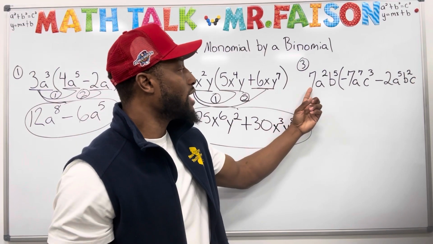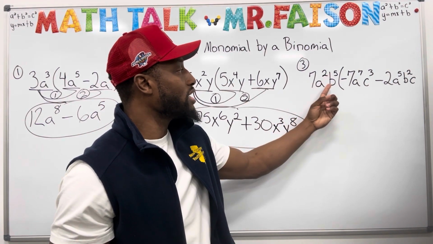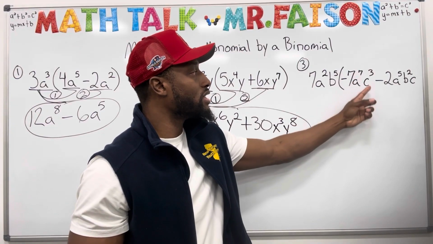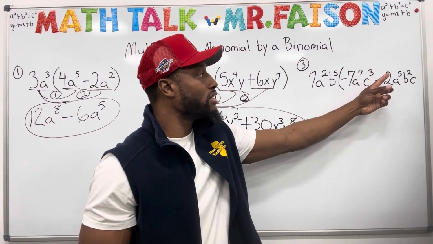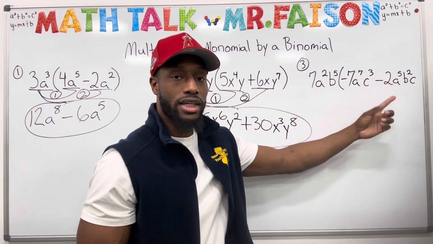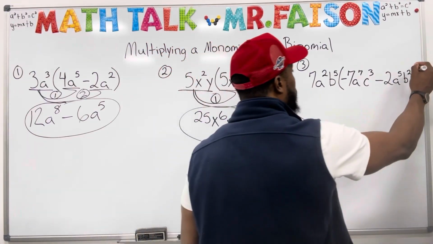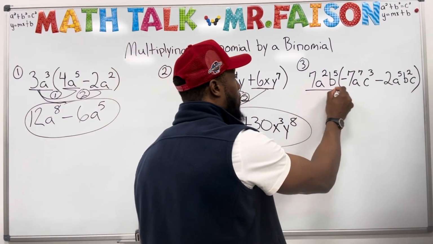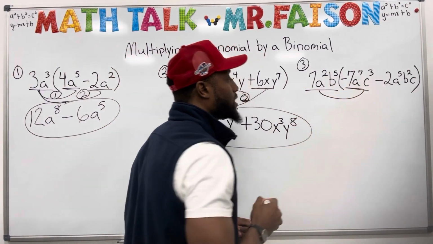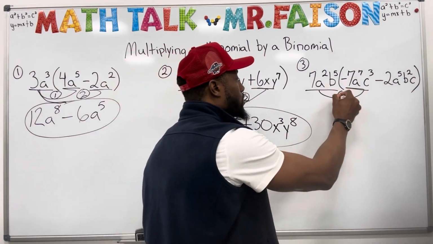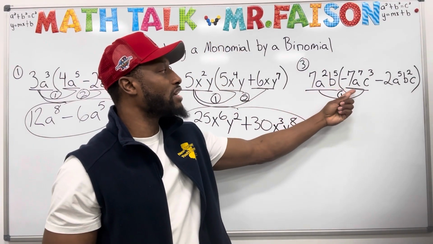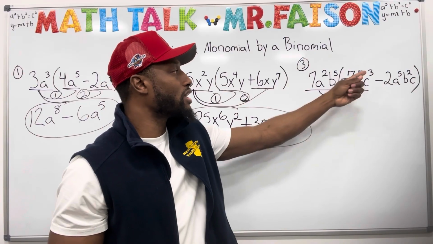So if I'm looking, I have 7a to the 2nd, b to the 5th, times the quantity negative 7a to the 7th, c to the 3rd, minus 2a to the 5th, b to the 2nd, and c. I forgot my parentheses back here. All right. First thing I do is step one. Multiply that times that. That's step one. Okay. 7a to the 2nd, b to the 5th, times negative 7a to the 7th, c to the 3rd.